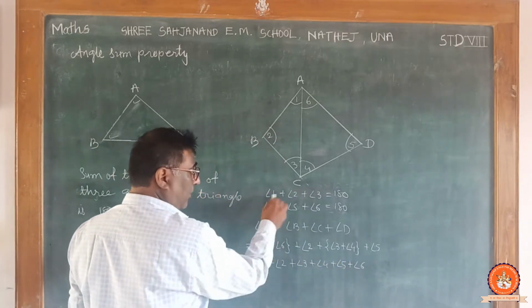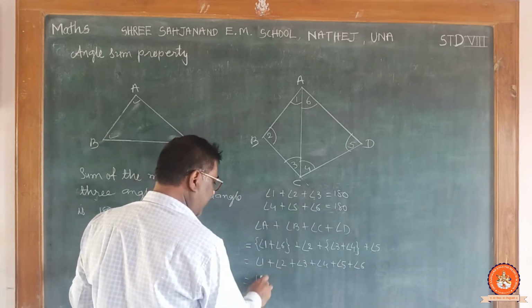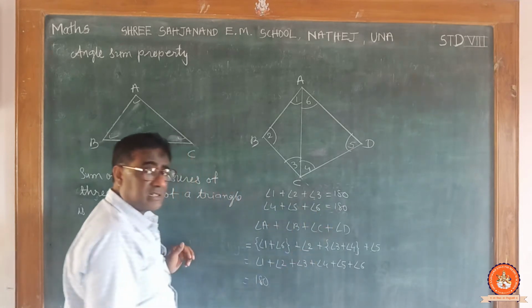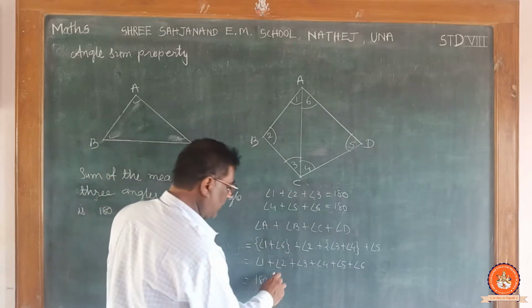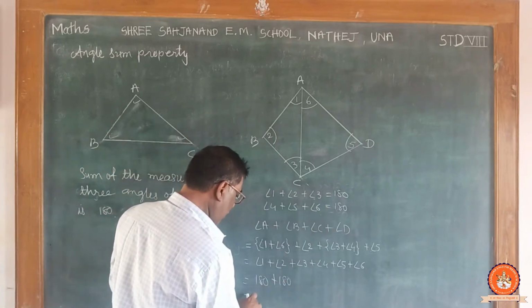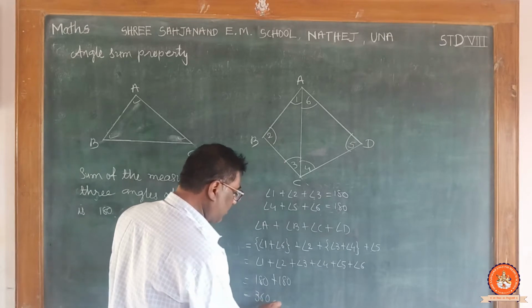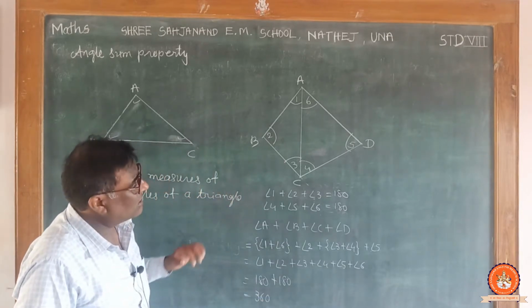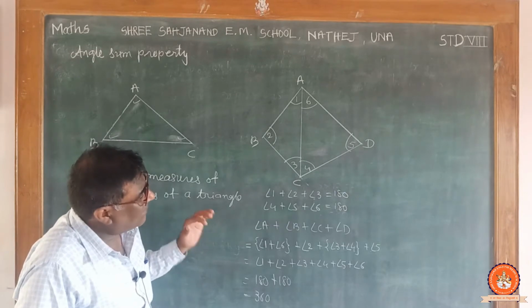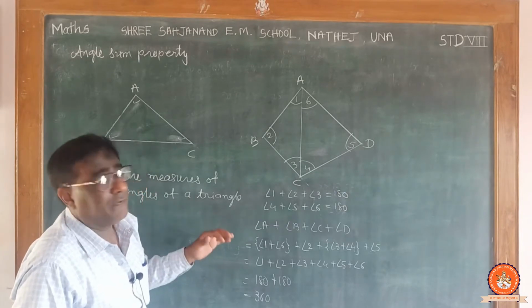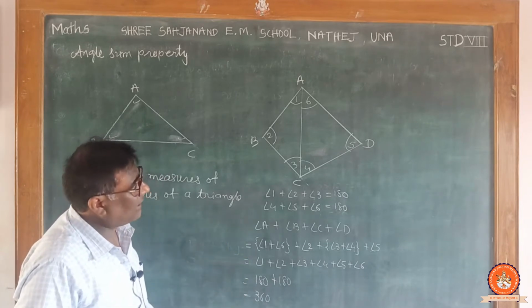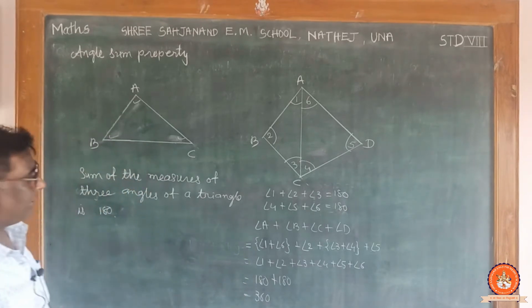Okay, so 1 plus 2 plus 3 is equal to 180, and 4 plus 5 plus 6 is also 180. So we come to the figure of 360. It means the sum of the measures of angles of a quadrilateral is 360. Okay, very good.